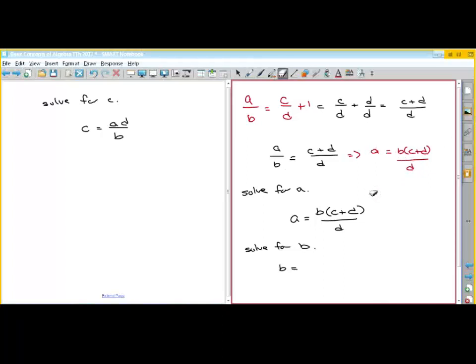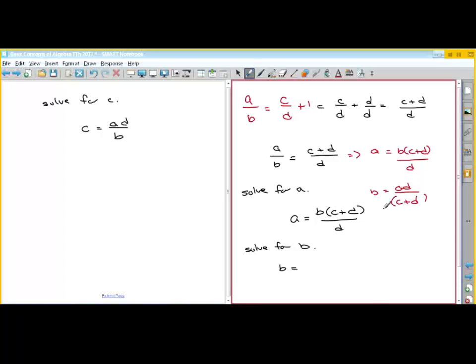So I'd need D to go to this side. Sorry, let me fix that. So I put B by itself now on the left-hand side, because I always like to solve things on the left-hand side. I take the D term, move that from the denominator to the numerator, and take this part and move it from the numerator to the denominator. And that would be my final answer.